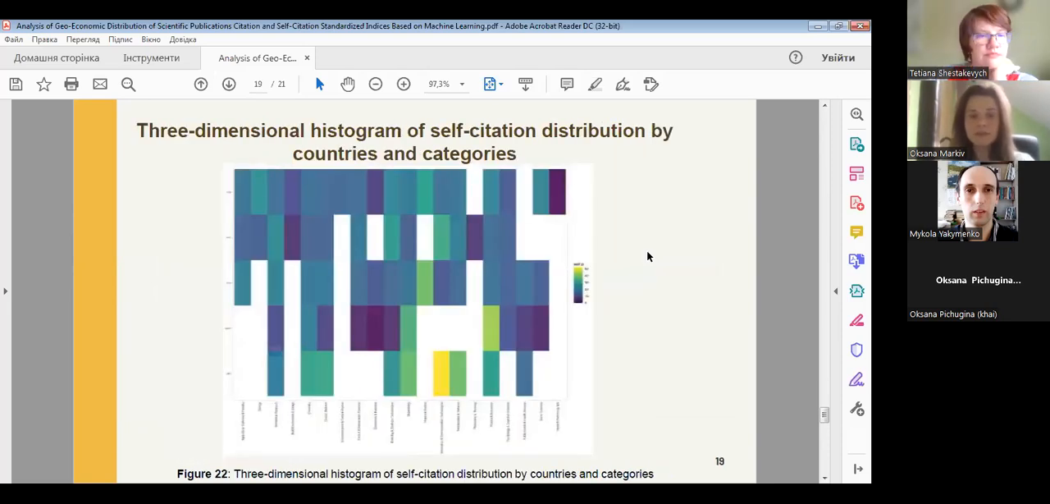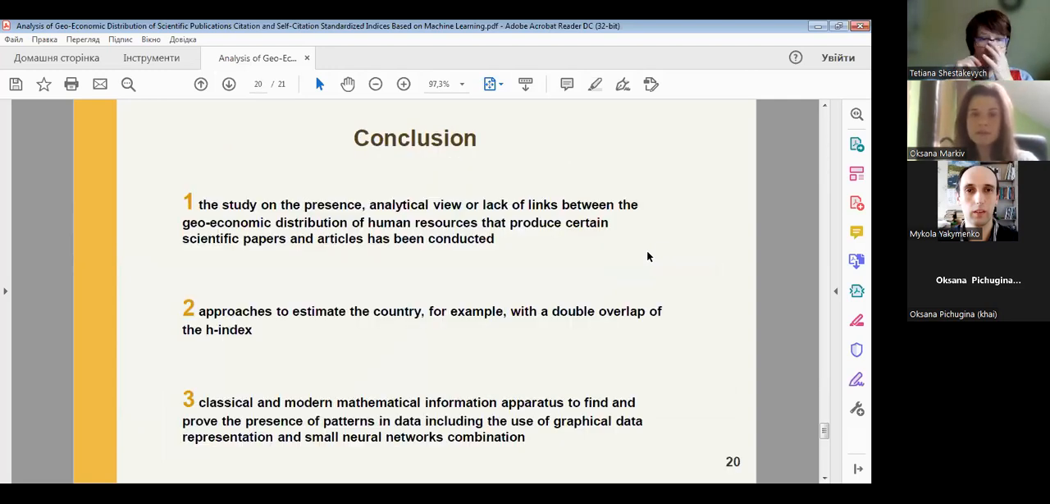Here there is a three-dimensional histogram of self-citation distribution by countries and categories, showing that such properties have no significant relationships with the level of self-citation. The analysis has confirmed, as I have said, that there is a connection between the economic development of the country and its GDP. Our further research requires expanding the subject area by finding other possible sources of data in order to understand how different spheres influence self-citation, and maybe some results will be improved and something new will be shown in our future research study.